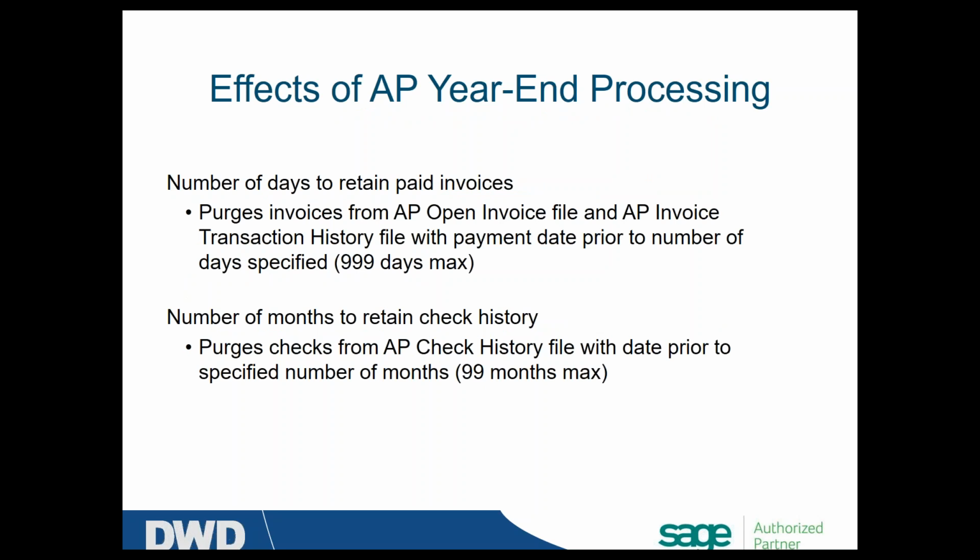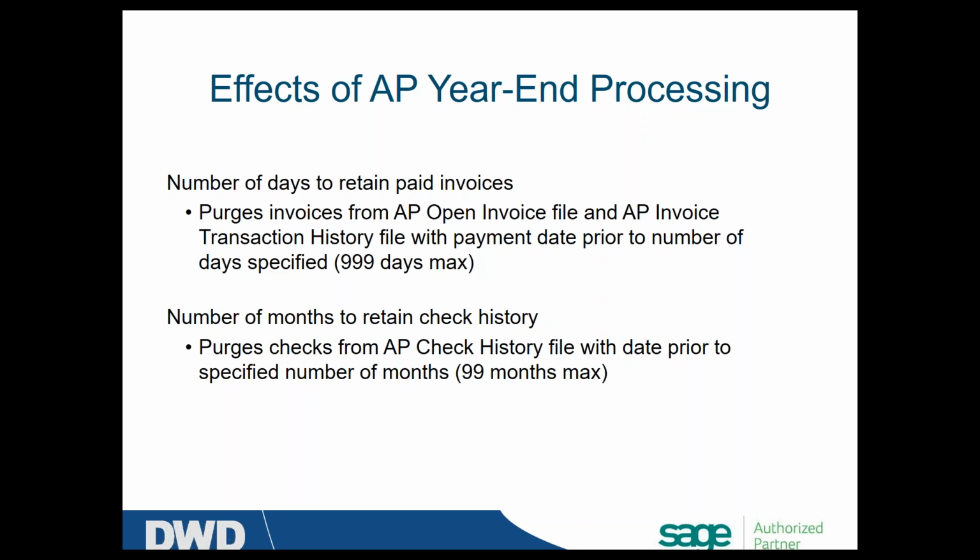What happens when we do year-end processing for the AP module? As I mentioned, I'm going to actually skip down to this bottom part here, the number of months to retain check history, a maximum of 99 months. Those things prior to that date will start to drop off. The other thing that's important to note is with regards to your invoice inquiries that you do. So many of us like to go right to the vendor, either the vendor maintenance or the vendor inquiry, and be able to drill down to see invoices that were paid to that vendor. I get the call frequently, I can't find this invoice anymore.